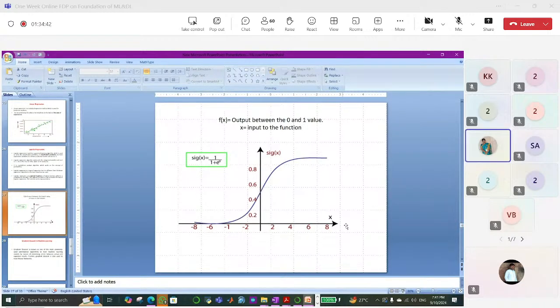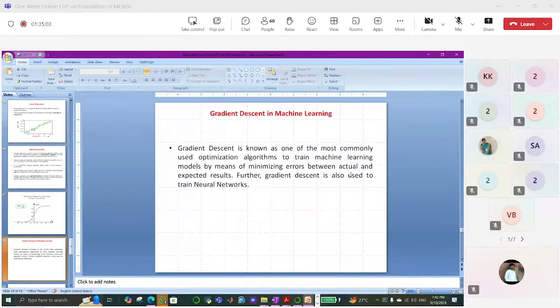Suppose x value is equal to infinity. X value equal to infinity means e power minus infinity is 0, so the value is 1. So it reaches the maximum value. And x value equal to minus infinity means it is 0. So this is the sigmoid function. That's why the logistic regression method is more popular. So next one.